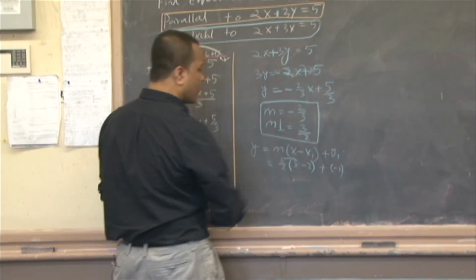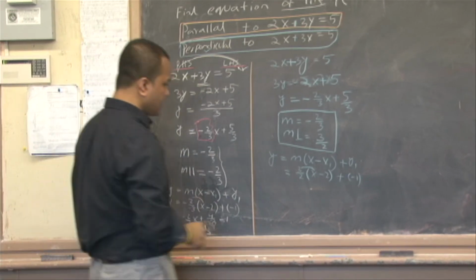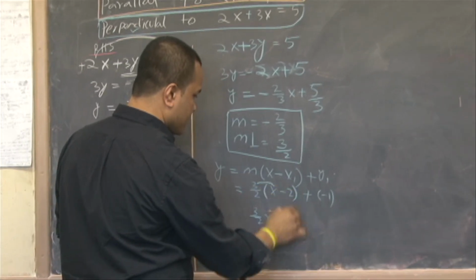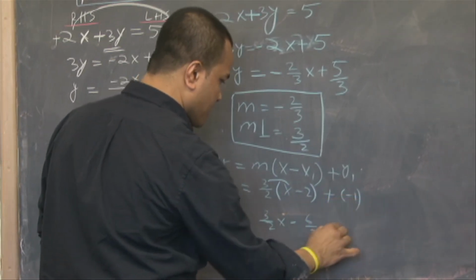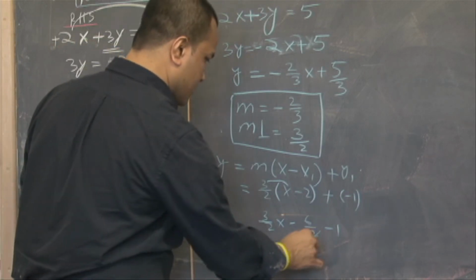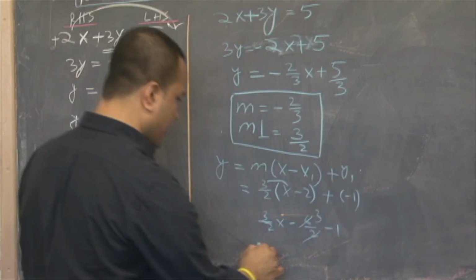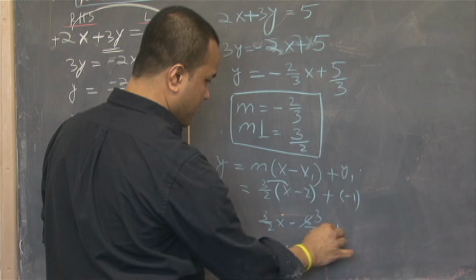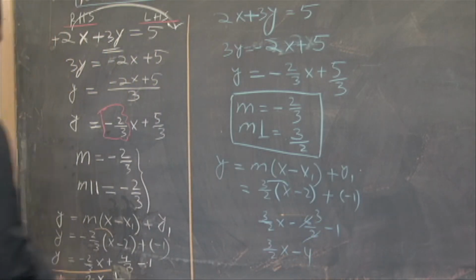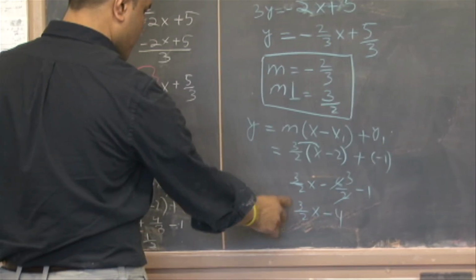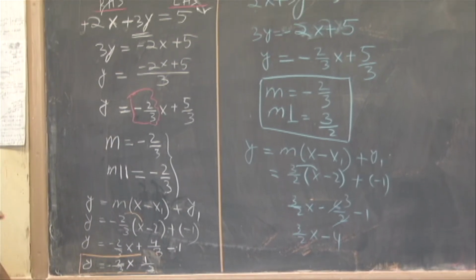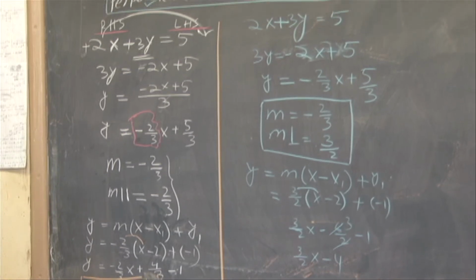Now let's distribute that. So 3 over 2 x minus 6 over 2 plus minus 1. Let's not make mistakes anymore. 2 goes to 6 three times, so it's going to be 3 over 2 x minus 3 minus 1 is minus 4. So notice here we have negative, here we have positive. So let's see how they intersect each other. So let's draw this one.